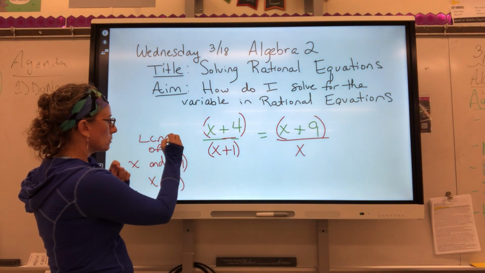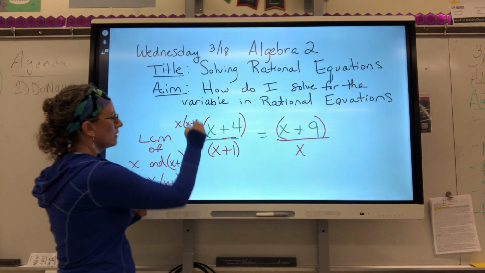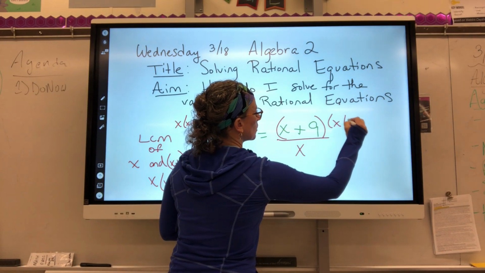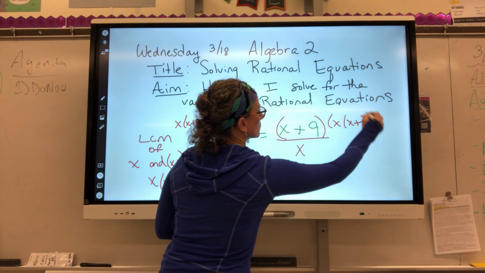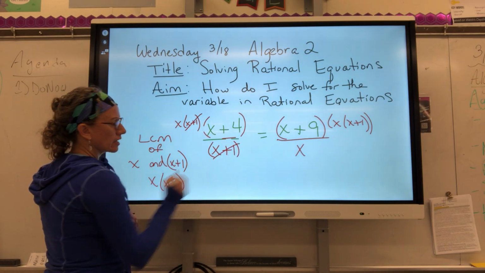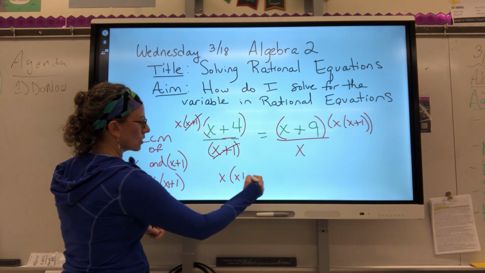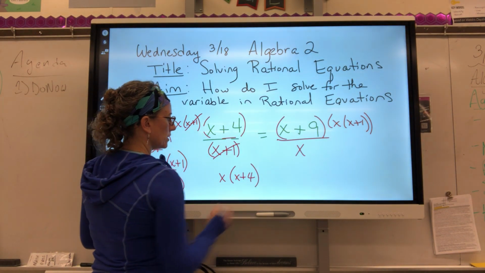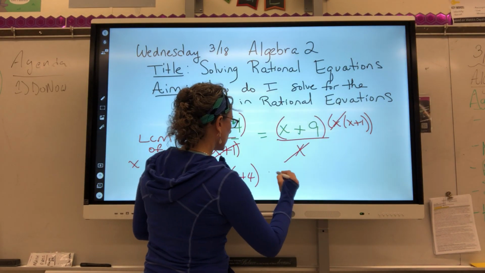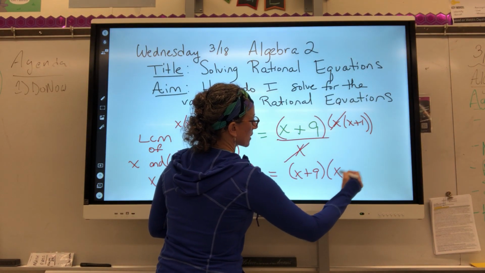So now I'm going to multiply both sides now by x times (x plus 1), and over here, x times (x plus 1). Now over here, the x plus 1 will cancel with the x plus 1, leaving x times (x plus 4). And over here, the x here will cancel with the x here, leaving (x plus 9) times (x plus 1).